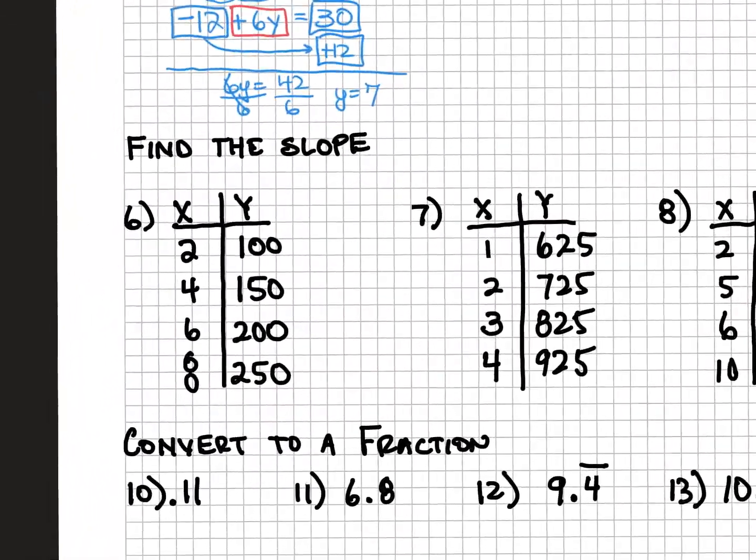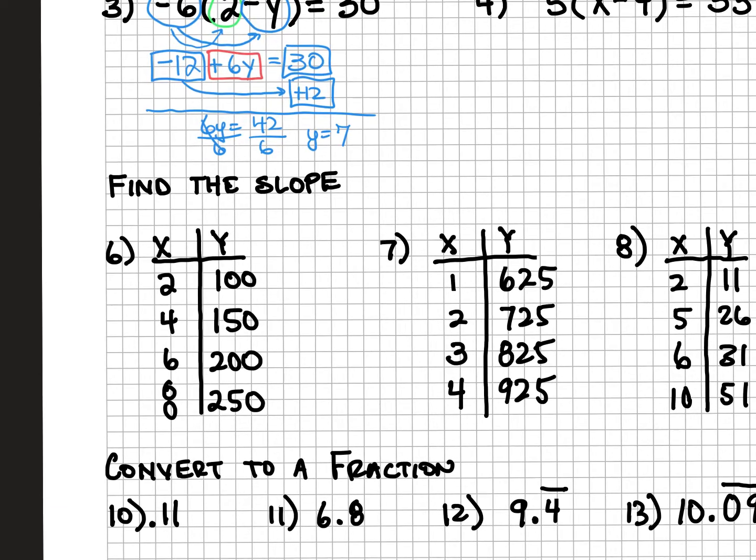All right, for number 6, 7, 8, and 9, here's what I want you to do. I want you to write down this formula, the change in y over the change in x. Remember that the triangle means change. So if we look at number 6, y keeps changing by 50, or you could choose any 2 points you want. Number 8 might look weird because it doesn't change equally, but just trust me, take any 2 points you want. See how much it changes. So the change in y is 50, but we divide by how much the x side changes.